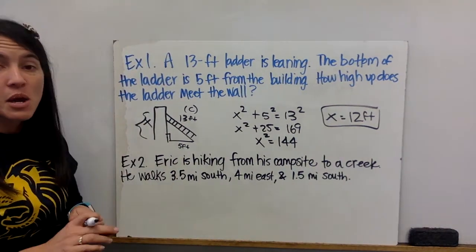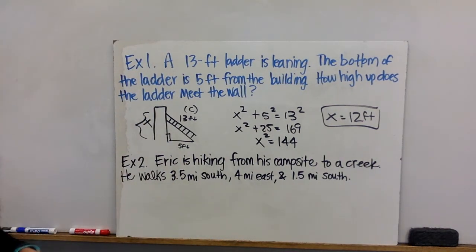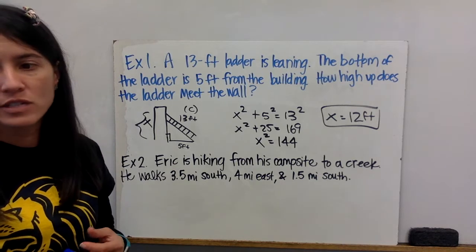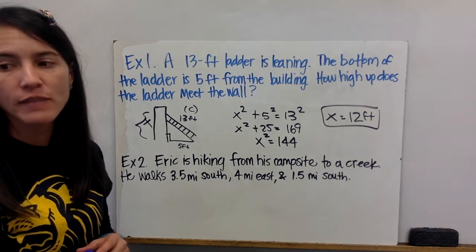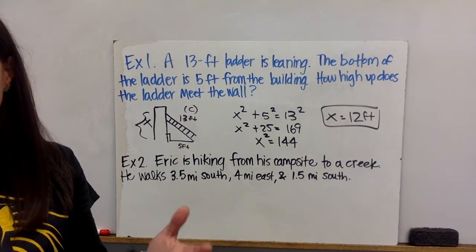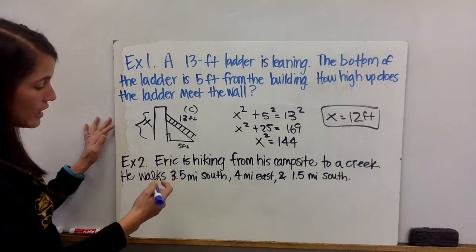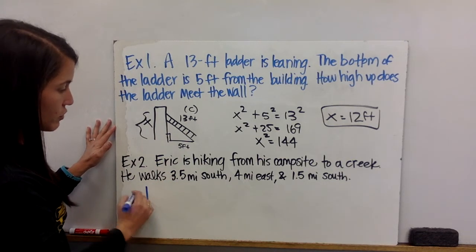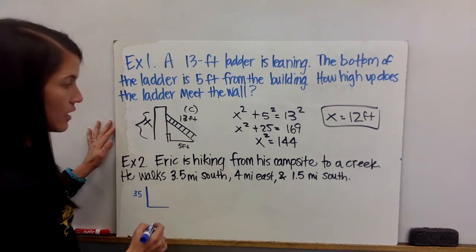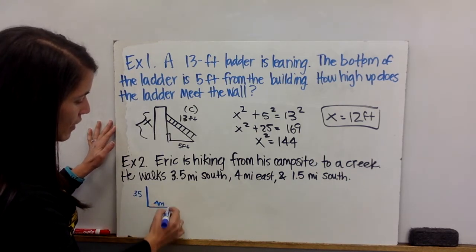Number 2, Eric is hiking from his campsite to a creek. Now, this one you probably want to draw a picture because I remember this one looking confusing. He walks 3.5 miles directly south, 4 miles directly east, and then 1.5 miles directly south again. Part A, draw and label a triangle you can use to find the distance between the campsite and the creek.